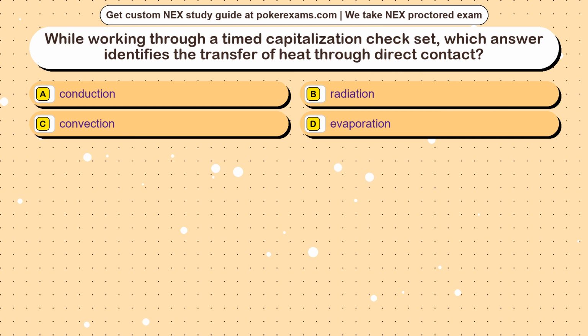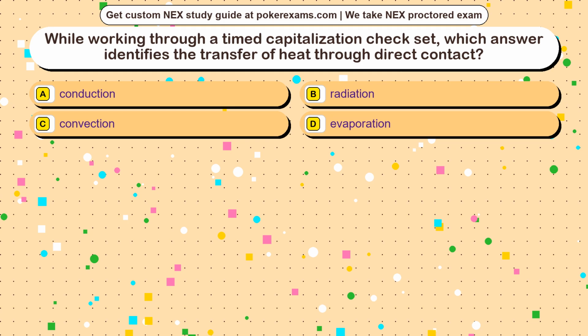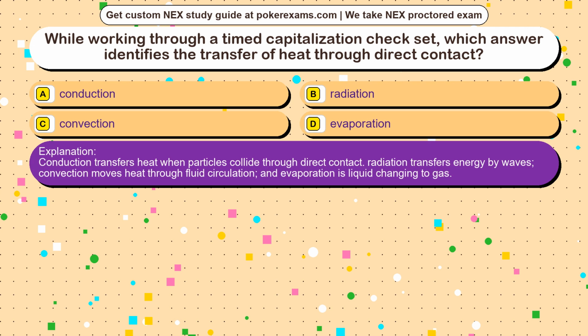Question 8. While working through a timed capitalization check set, which answer identifies the transfer of heat through direct contact? Option A, conduction. Option B, radiation. Option C, convection. Option D, evaporation. The correct answer is option. Conduction transfers heat when particles collide through direct contact. Radiation transfers energy by waves. Convection moves heat through fluid circulation, and evaporation is liquid changing to gas.